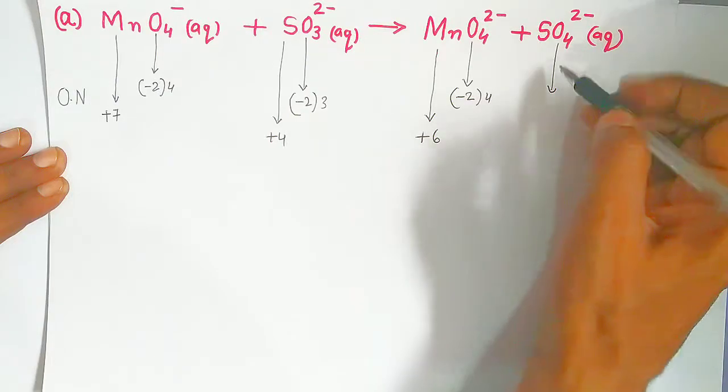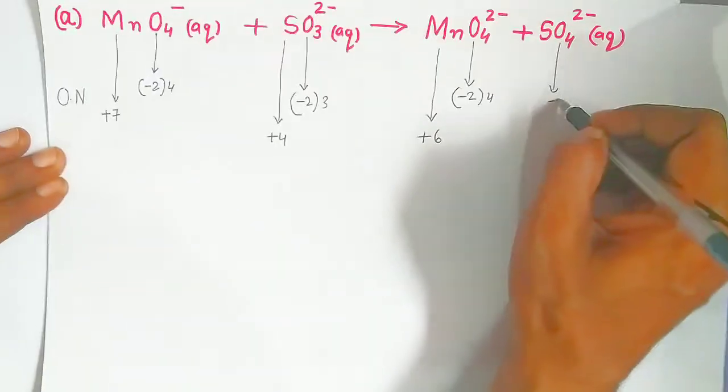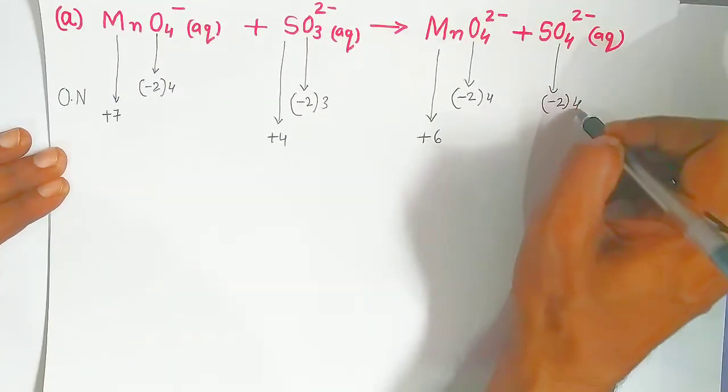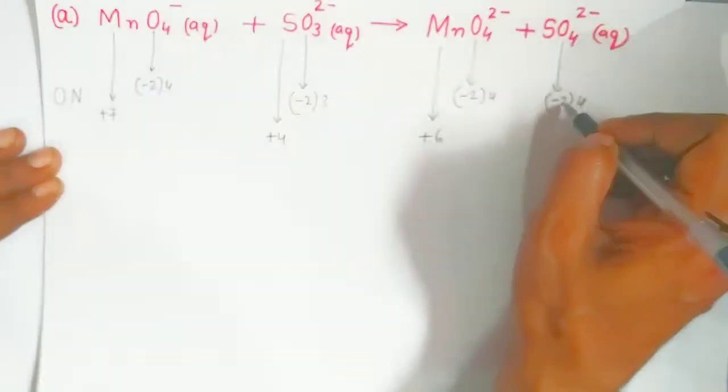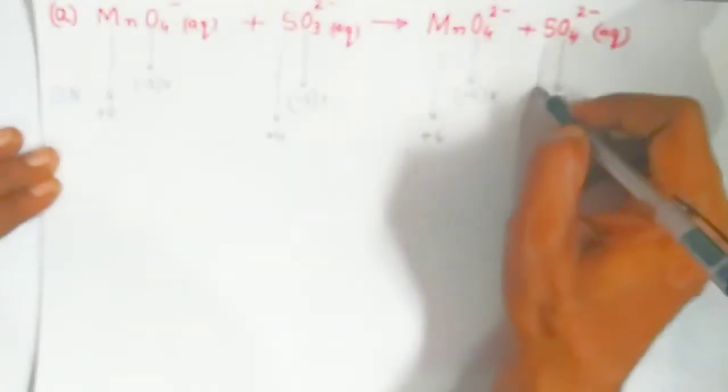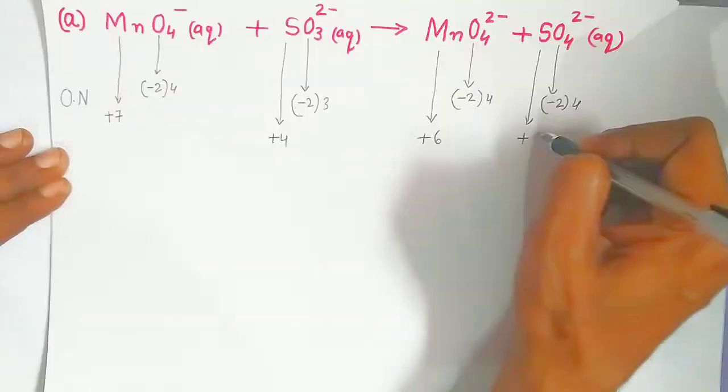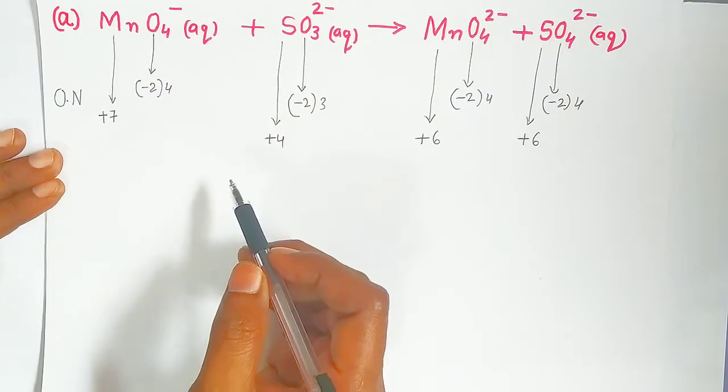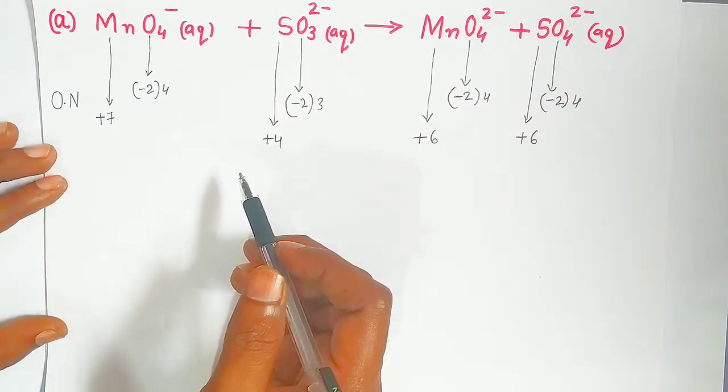Now in sulfate too, the oxidation number of oxygen we take as -2. There are 4 atoms, so 4 times -2 becomes -8. Again, when you write down the oxidation number, sulfur will be +6. Now, students, we have to see where the oxidation number increases and where it decreases.